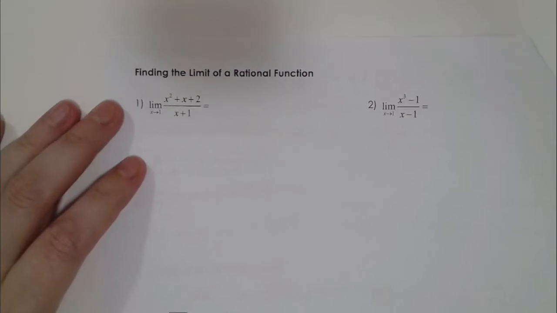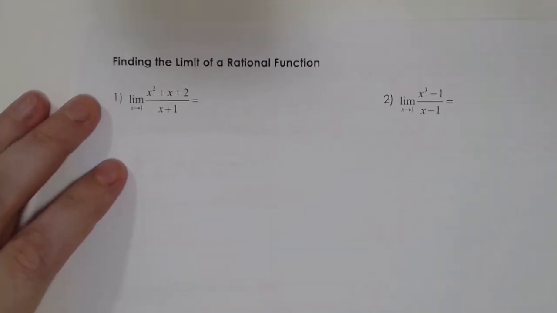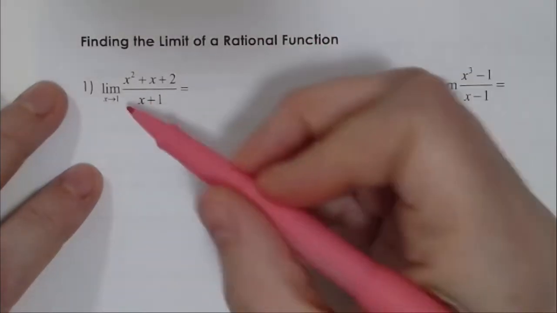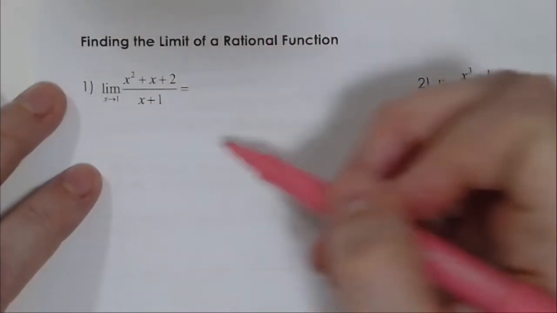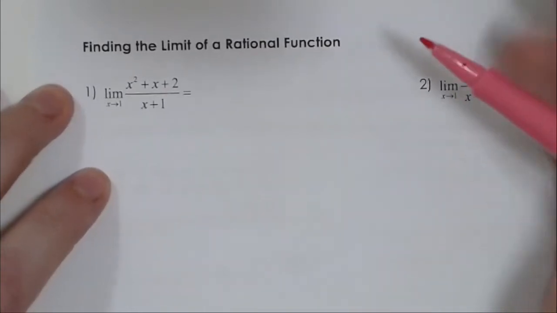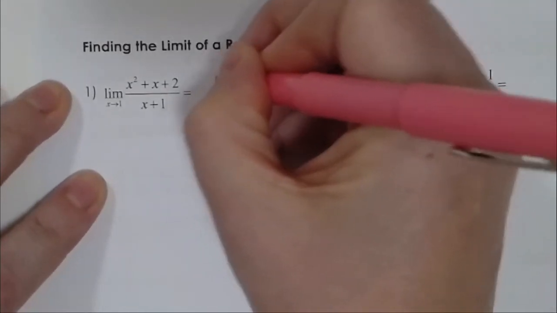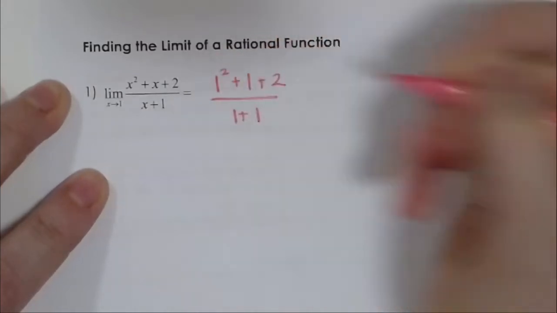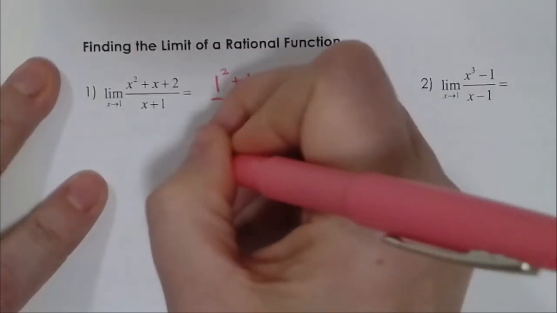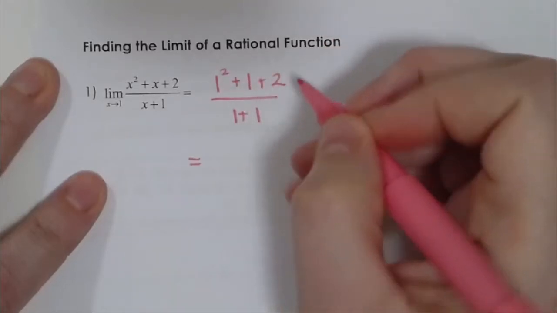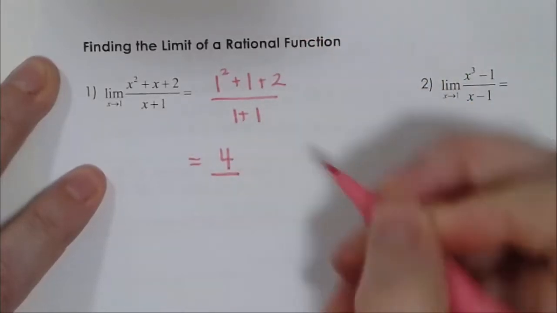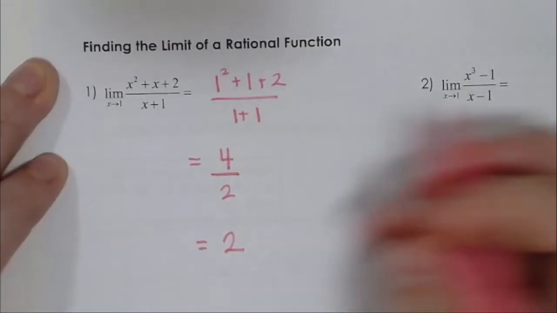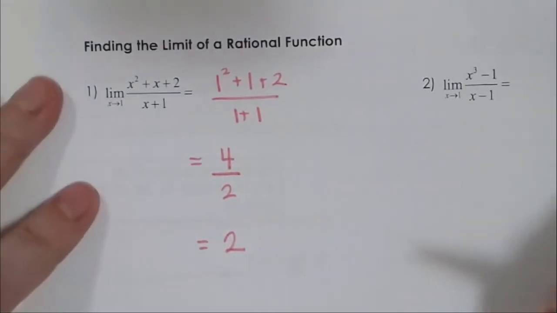If we look at this first one right here, we have the limit as x approaches 1 of x squared plus x plus 2 over x plus 1. So we're going to, of course, try direct substitution. So we get 1 squared plus 1 plus 2 over 1 plus 1. Okay, doesn't seem like anything's going to go wrong here. So 1 squared plus 1 plus 2 gets me 4. On the bottom, 1 plus 1 is 2. So my answer is 2. So that was pretty simple with direct substitution.